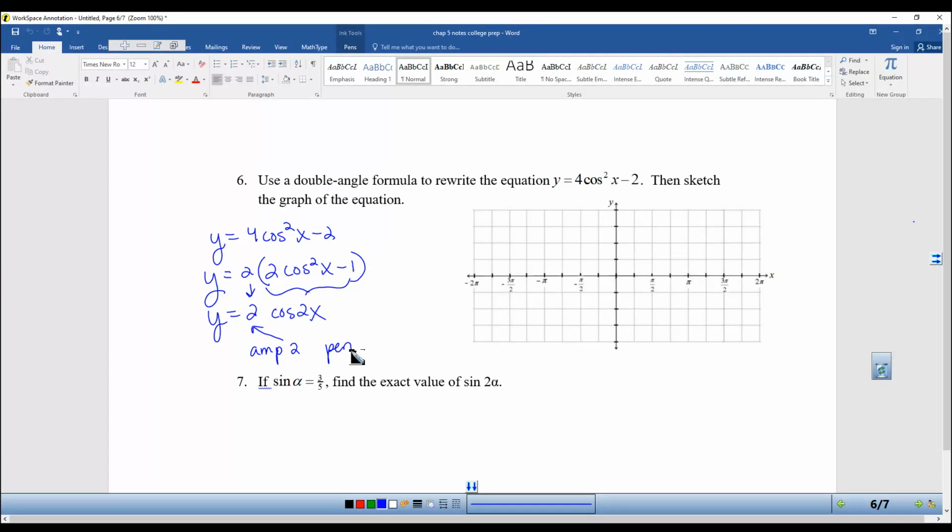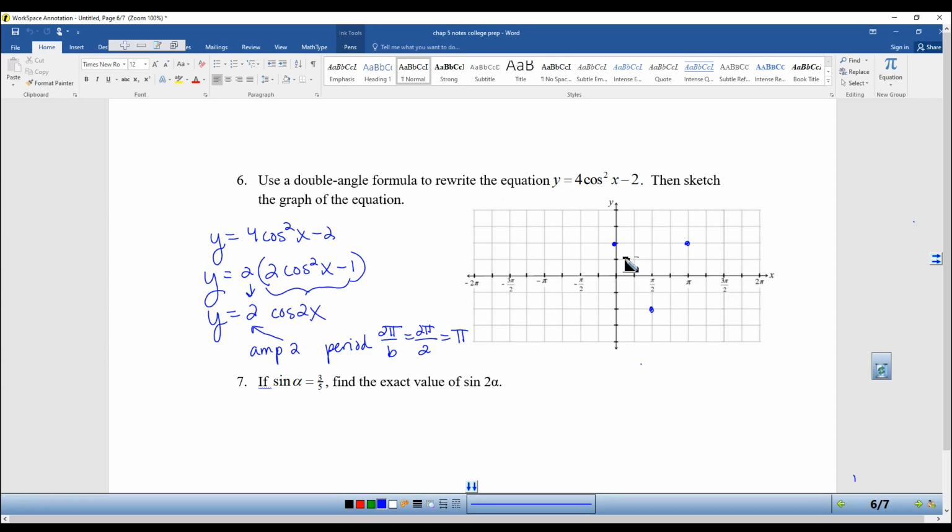And then it has a period of 2 pi over b, which in this case, b is 2, so it has a period of pi. And there's no left, right, up, down. So I can just do my amplitude and my period. I'm going to finish by pi because that's my period. So cosine starts at 1, except it has an amplitude of 2. It starts at 2, and it goes down to negative 2.